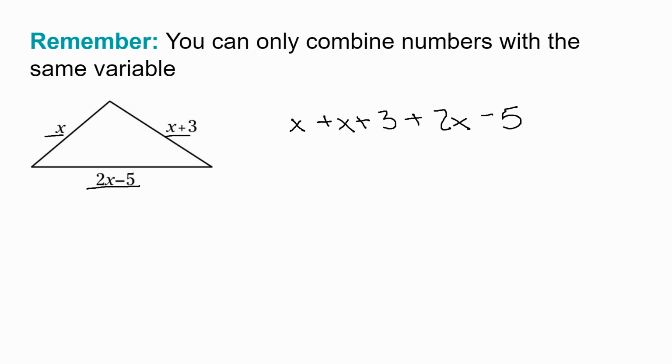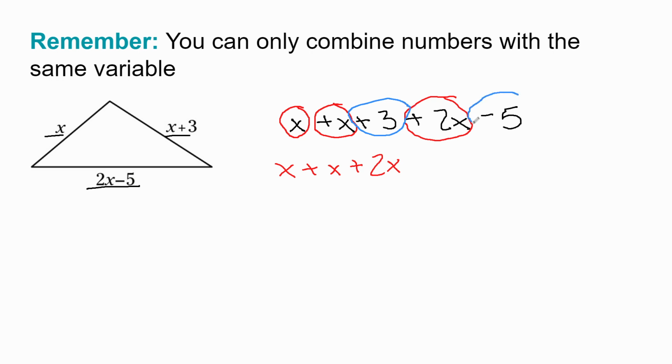Now I need to combine like terms. I'm going to start by circling my x's. I have an x. I have plus x plus 2x. And I'm going to write them all together. X plus x plus 2x. Then I have my terms with no variables. Plus 3 and minus 5. And I'll write those together below. Plus 3 minus 5.